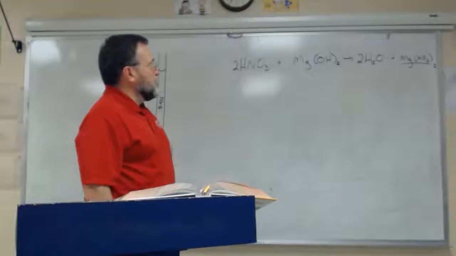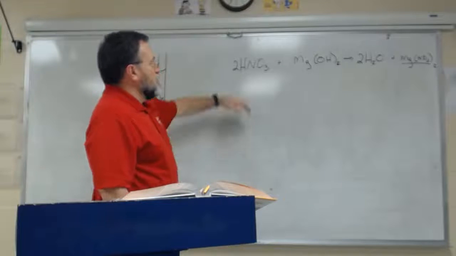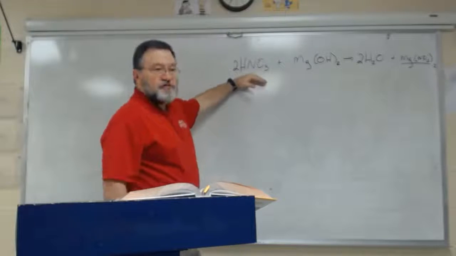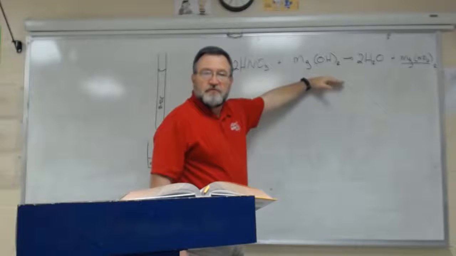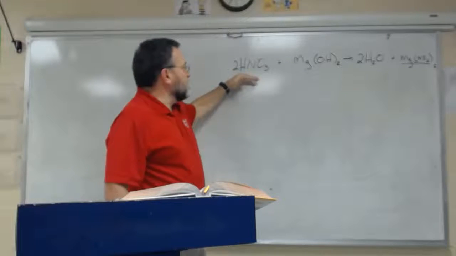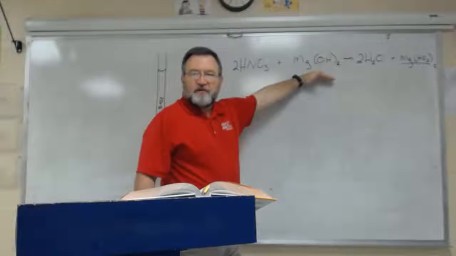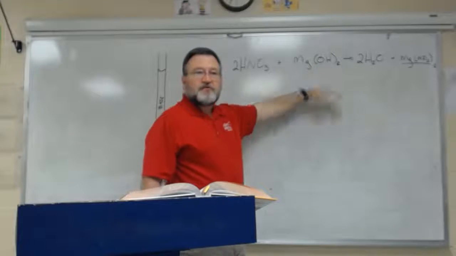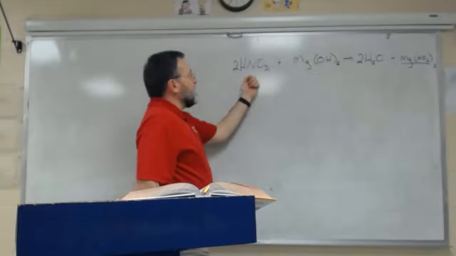So, for every 2 molecules, we need 1 molecule. For every 2 moles of molecules, we need 1 mole of this molecule. See that by stoichiometry? That's the relationship. So we're relating the acid and the base.